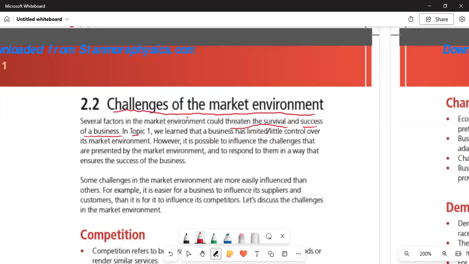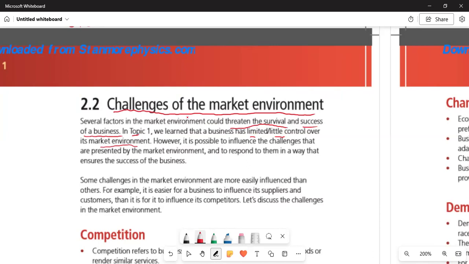So in topic 1, we learned that the business has limited or little control over its market environment. But they can have influence in the market environment, because when you talk of the market environment, we're talking about that environment that is directly outside the organization.